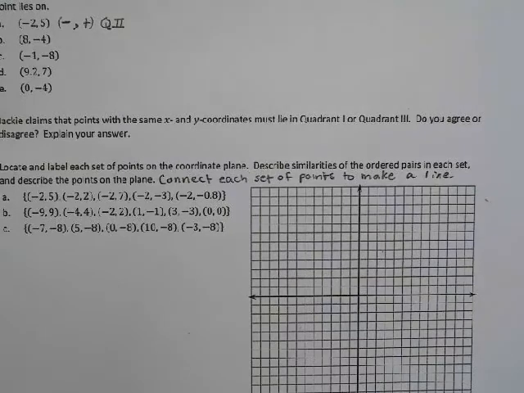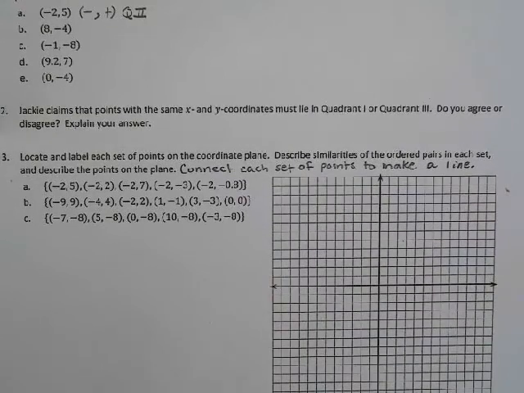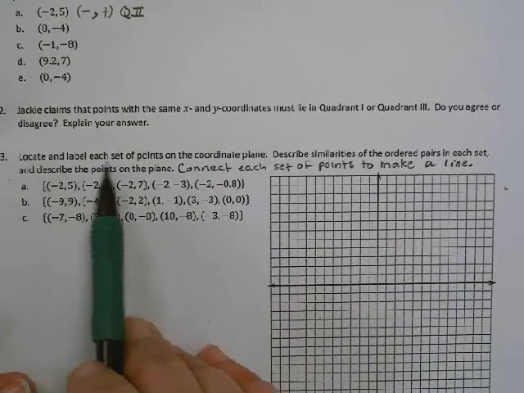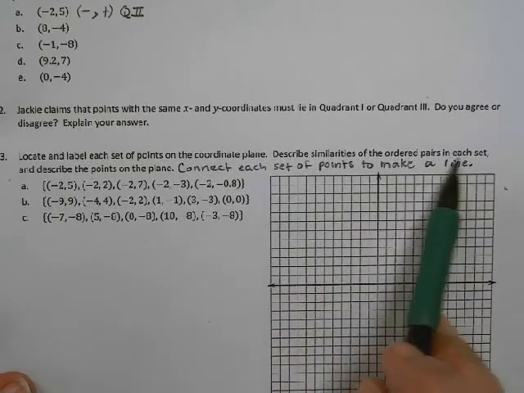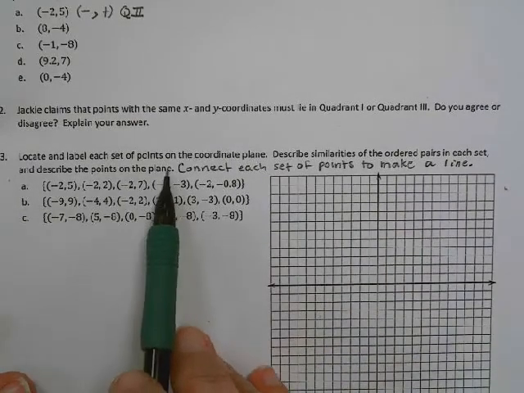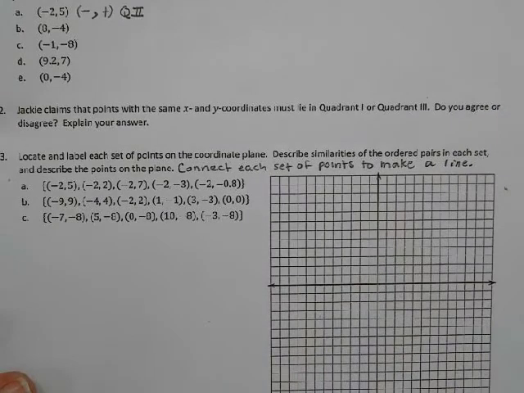For number 2, it says Jackie claims that points with the same x and y coordinates must lie in quadrant 1 or quadrant 3. Do you agree or disagree? Explain your answer. So you might have to plot a couple of those to be able to figure out that answer. For number 3, it says locate and label each set of points on the coordinate plane. Describe similarities of the ordered pairs in each set and describe the points on the plane. And then I tell you to connect each set of points to make it a line.